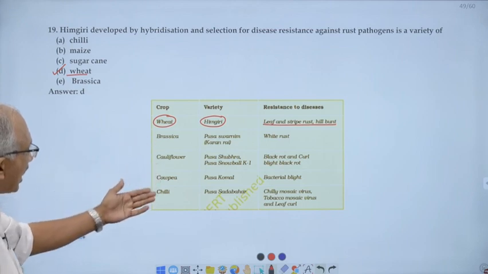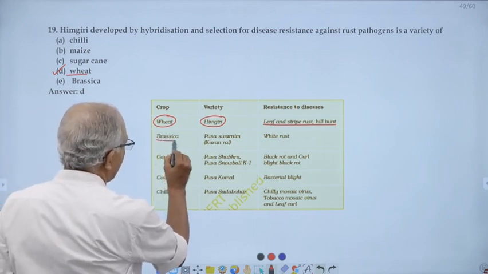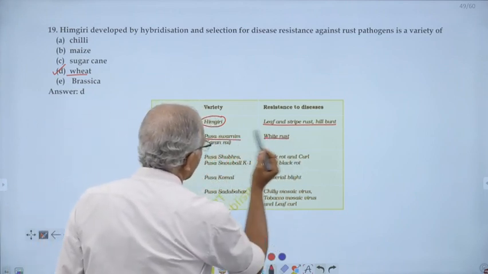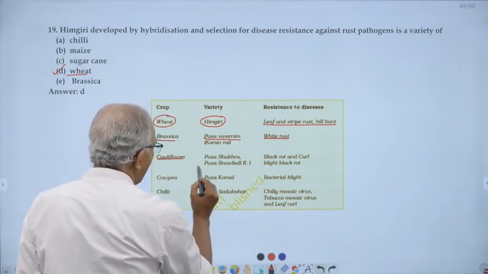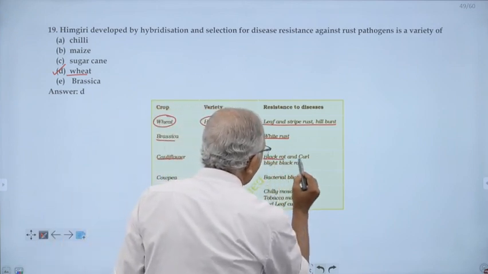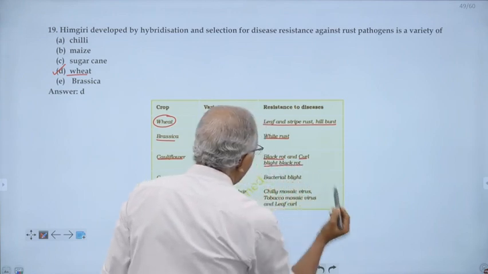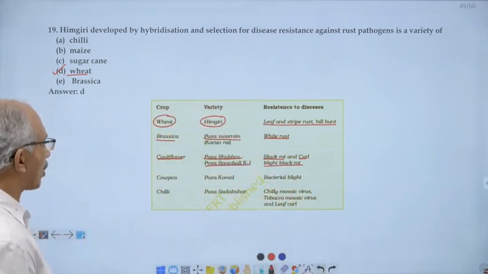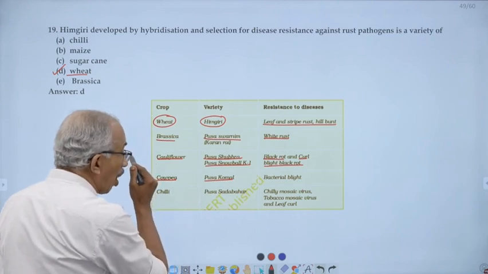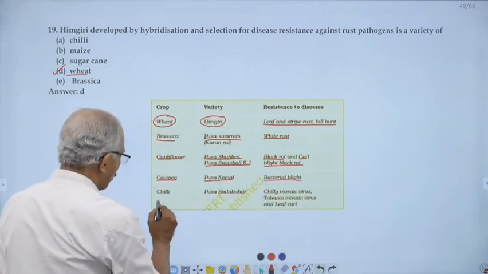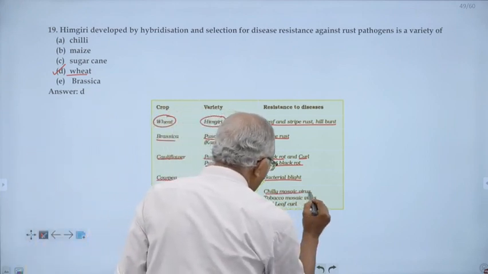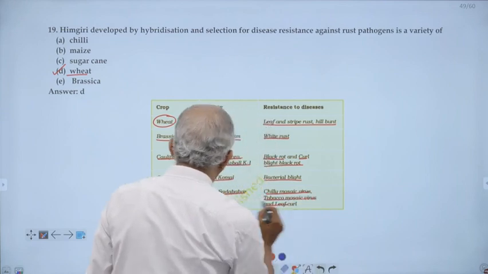So there are some other varieties. Brassica, the variety Pusa Swarnim, is resistant to white rust. Cauliflower, Pusa Shubhra, Pusa Snowball, is resistant to black rot, curl blight, black rot. Cowpea, variety Pusa Komal, is resistant to bacterial blight. Chili, Pusa Sadabahar, is resistant to chili mosaic virus, tobacco mosaic virus, and leaf curl.